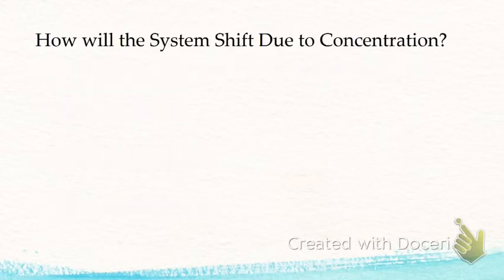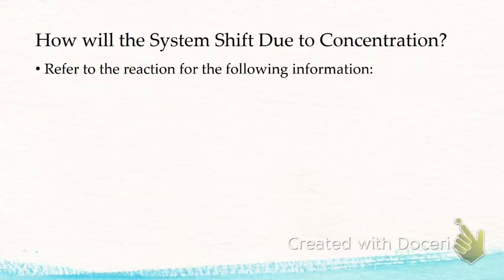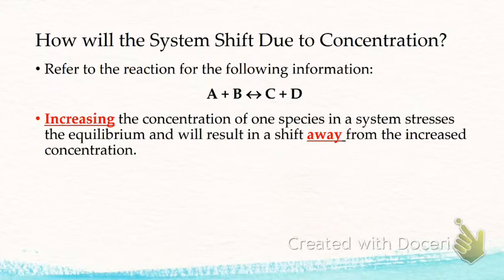So now let's talk about concentration. So there we have this reaction, A plus B yields C plus D. Increasing the concentration of any one of those species will cause a shift away from it. So whether I have a reactant or product, if I increase A or B, it's going to shift away from that and start making more product, so it would shift to the right. If I were to increase C or D, it's going to shift away from that, so it would shift back towards the reactants, or to the left.